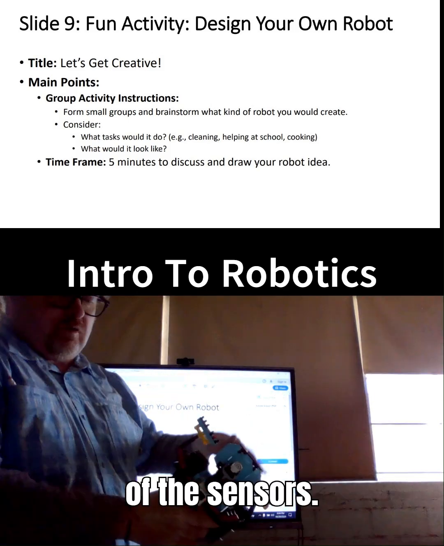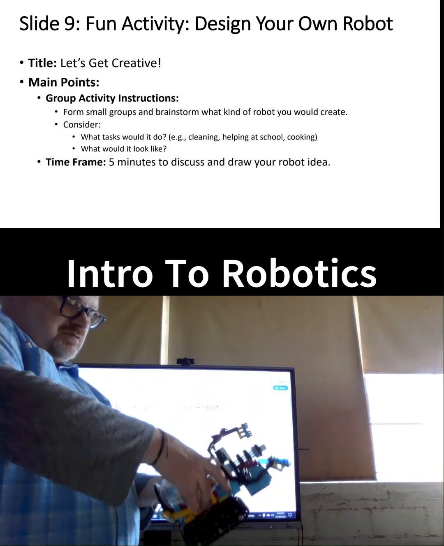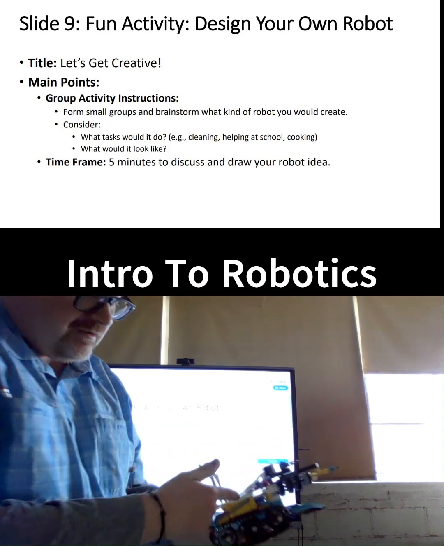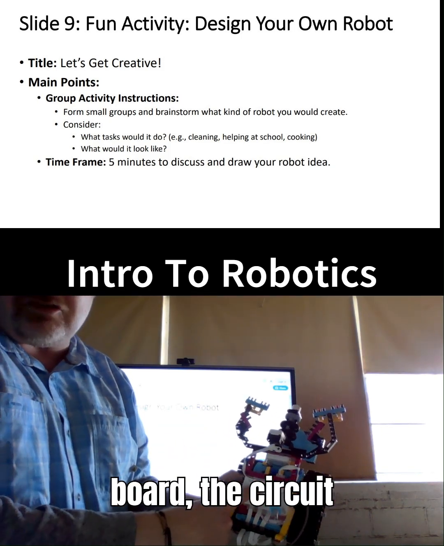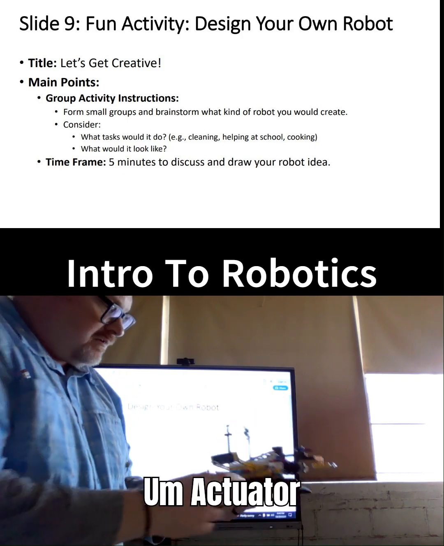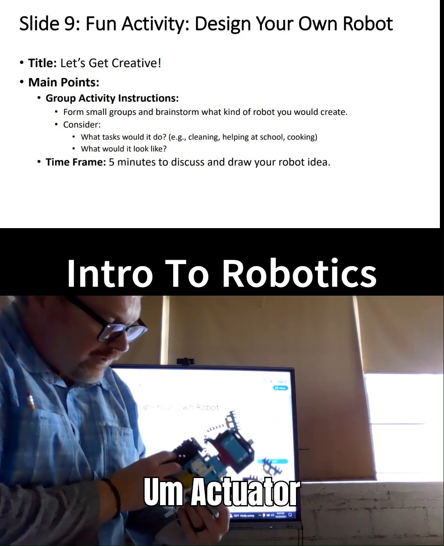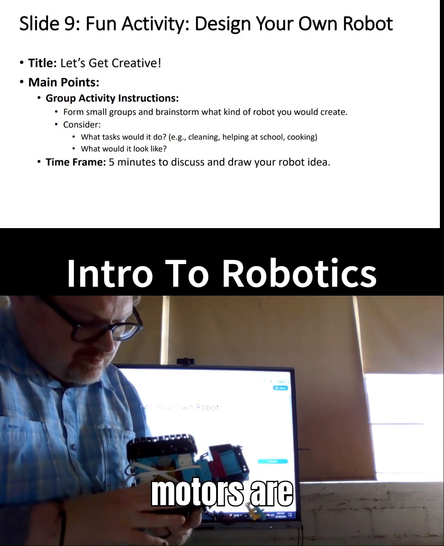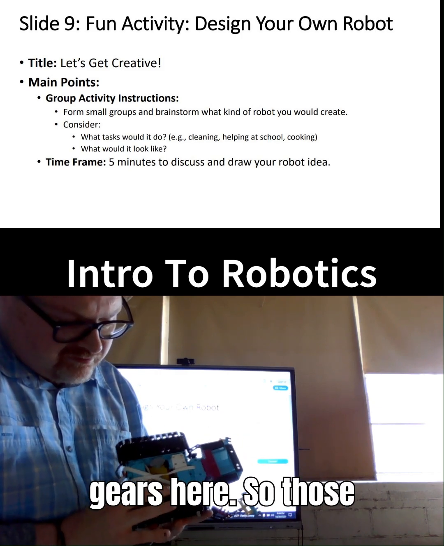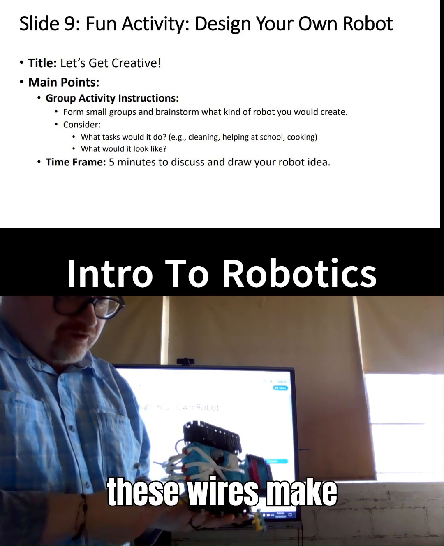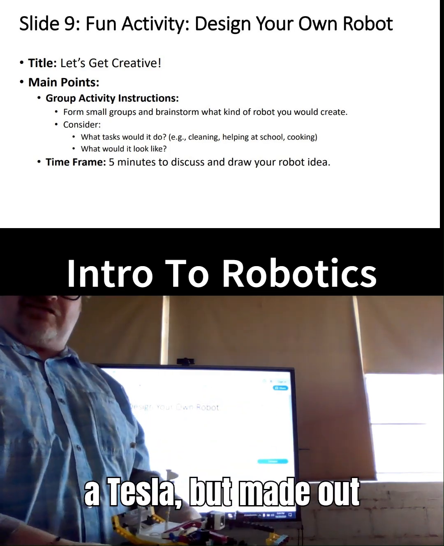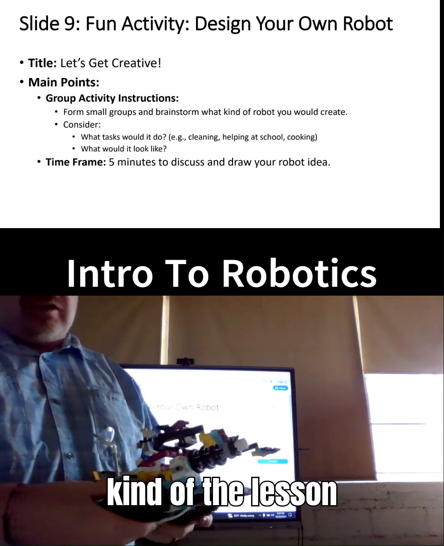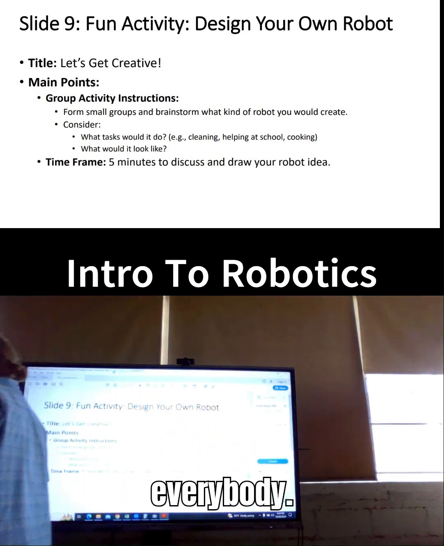You can see here one of the sensors. This is the brain. It's hard to see in this plastic, but the circuit board is inside here. Actuator motors are connected to these gears here. So those are the motors, and these wires make everything go. It's just like a full-size Tesla, but made out of Legos. That's the kind of lesson I've been telling everybody.